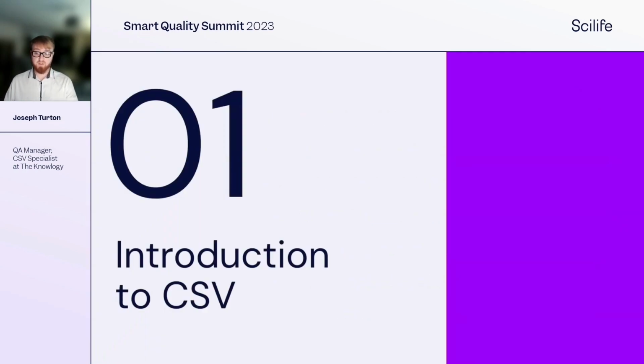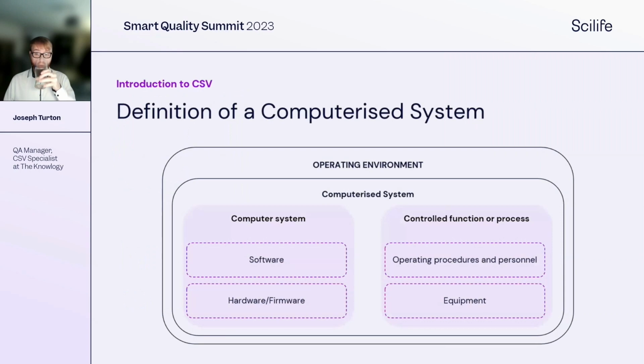The introduction to CSV. At its core, CSV is simply a process for documenting that a process is fit for purpose. Simple as that. But we all know in reality that it's more complex. In my experience, people struggle to understand what needs to be subject to computerized system validation. So the first hurdle is understanding the definition.